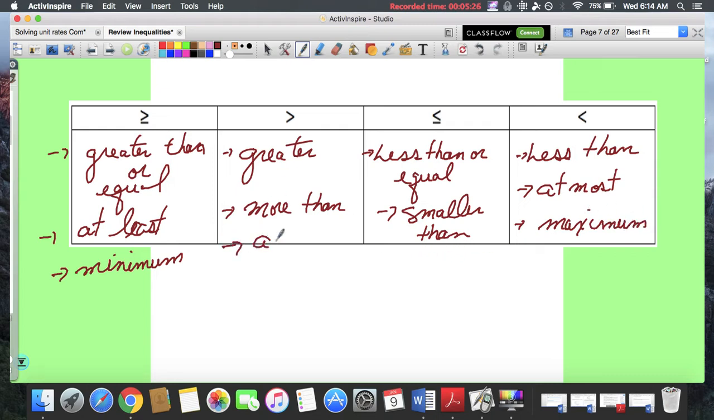Another word here could be above, below. Well, those are all words that we can find, or there are probably more words that we can find in word problems that can indicate any of these inequalities.